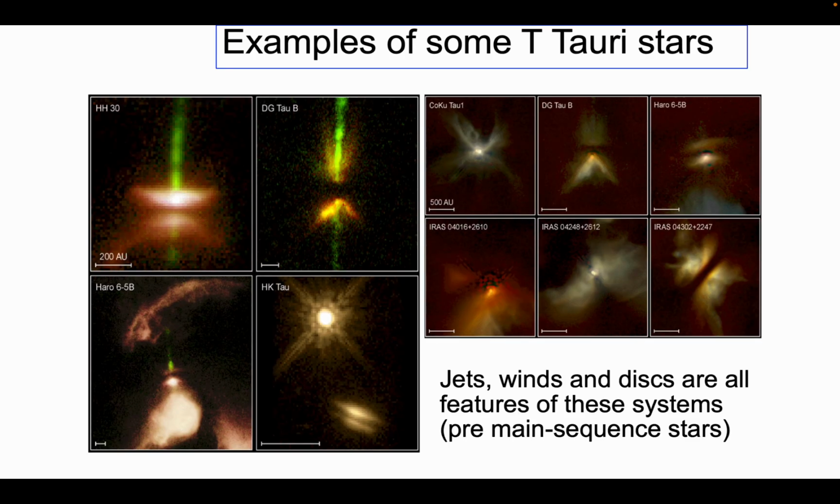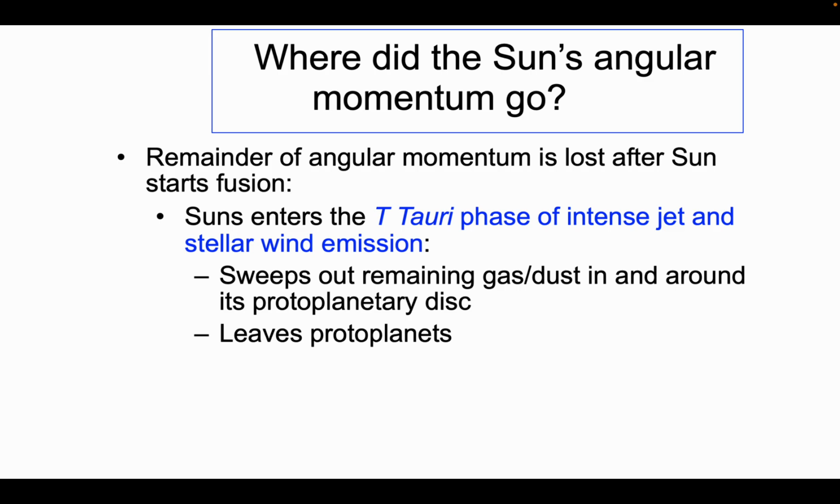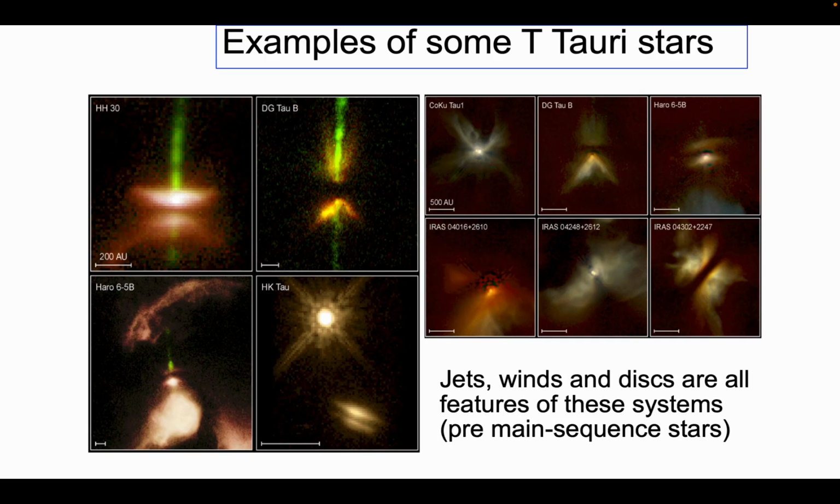So this leaves the protoplanets. Here is one such example of a T-Tauri star. T-Tauri stars are very young stars which have jets, winds and disks. All features in that system can be seen. They are known as pre-main sequence stars. They are at the stage of a star where the angular momentum transportation to the disk is still ongoing. So you can see there are jets, winds and disks. These features emerging from the system are clearly seen.